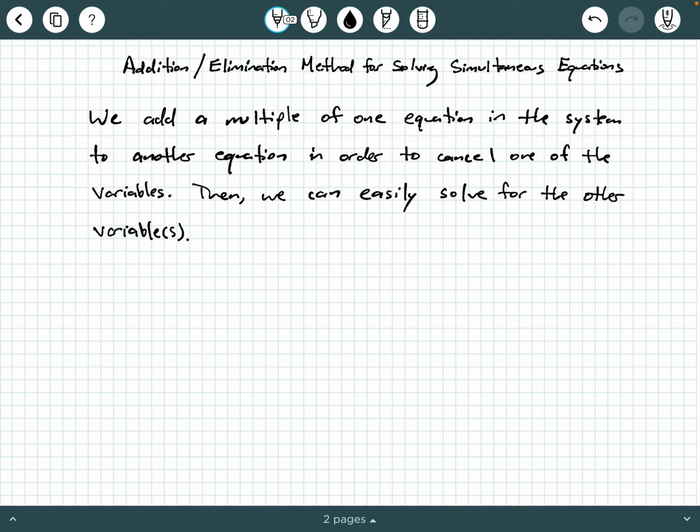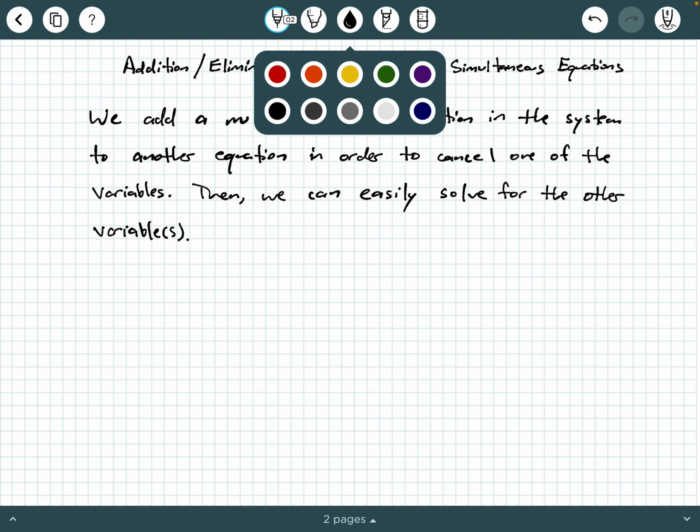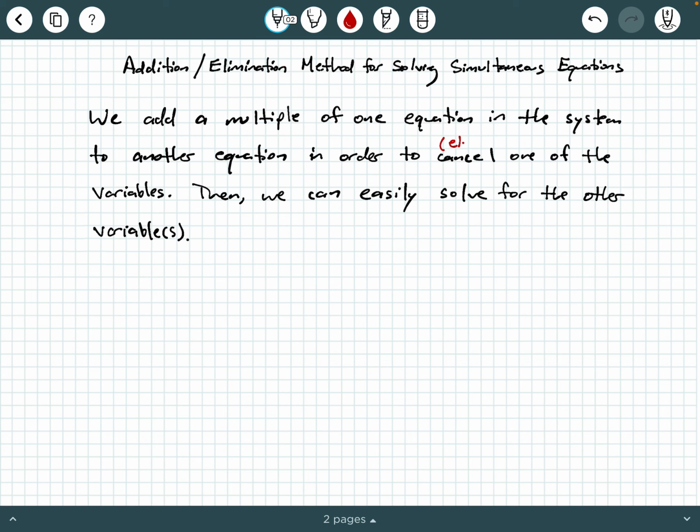Again, we are adding a multiple of one equation to another equation in the system in order to create a cancellation, or in other words, in order to eliminate one of the variables. Instead of cancel here, you could put in parentheses eliminate. So there's the term elimination method. And after we have eliminated one of the variables, we can easily solve for the remaining variable or variables.